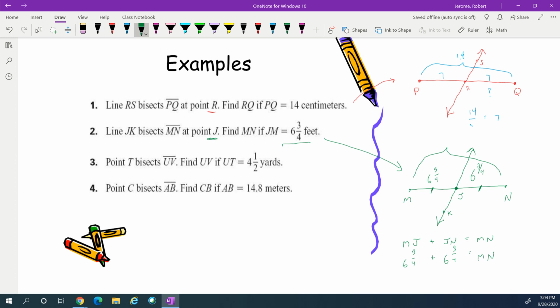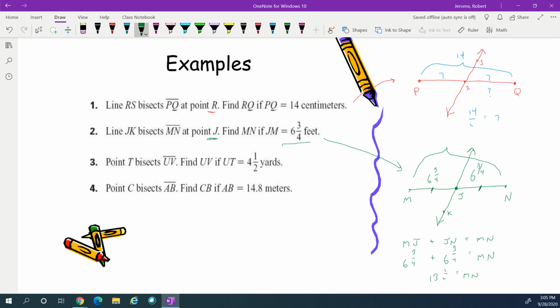Well, 6 3/4 plus 6 3/4 is 13 1/2. And this should be in fraction form because we were given fractions. So 13 1/2 is a better answer than 13.5.